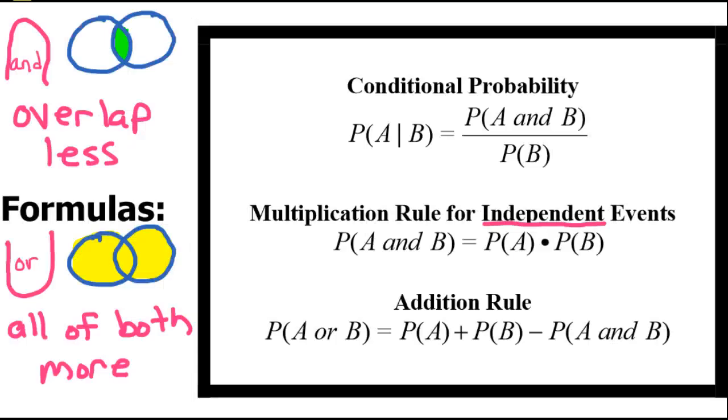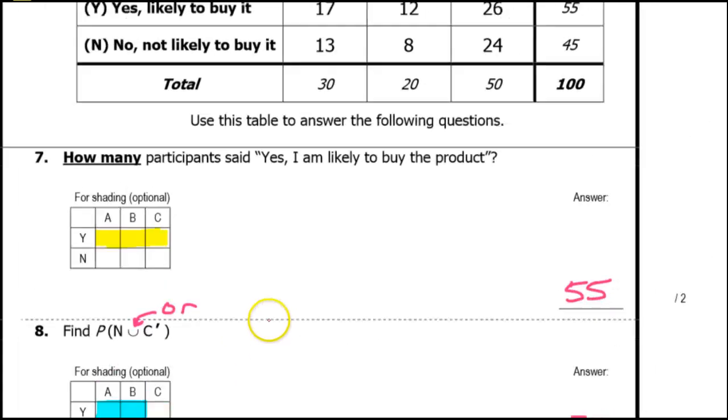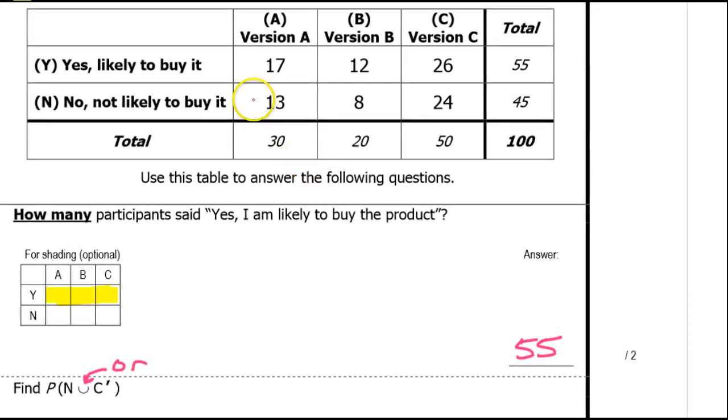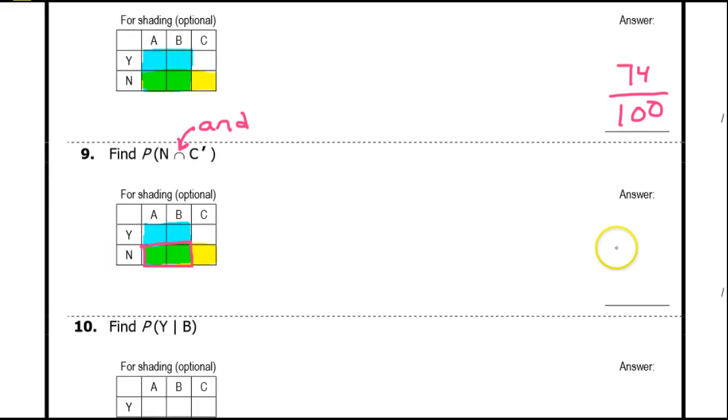Because this is an and problem, and is just the overlapping part between these 2 sets. So all I care about is the green part. All right, that will be the target because that's the overlap between these 2 sets. So that's going to be 13 and 8, which is going to be 21. So that's why we're going to have 21 out of 100.